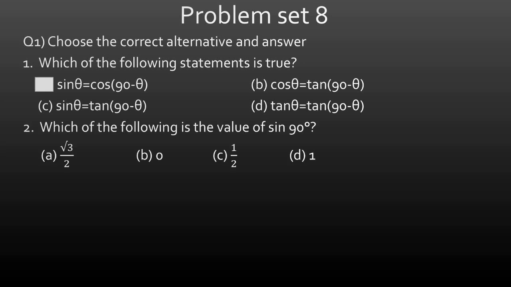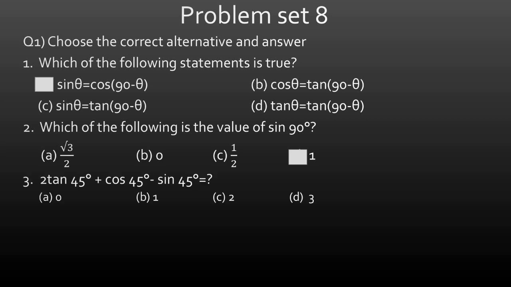Second question, which of the following is the value of sin 90 degree? Options are option A, root 3 upon 2, option B, 0, option C, 1 upon 2, and option D is 1. So, from the table of trigonometric ratios and their measures of angles, we can find the value of sin 90 degree. So the answer here is option D, 1. Sin 90 degree is equal to 1.